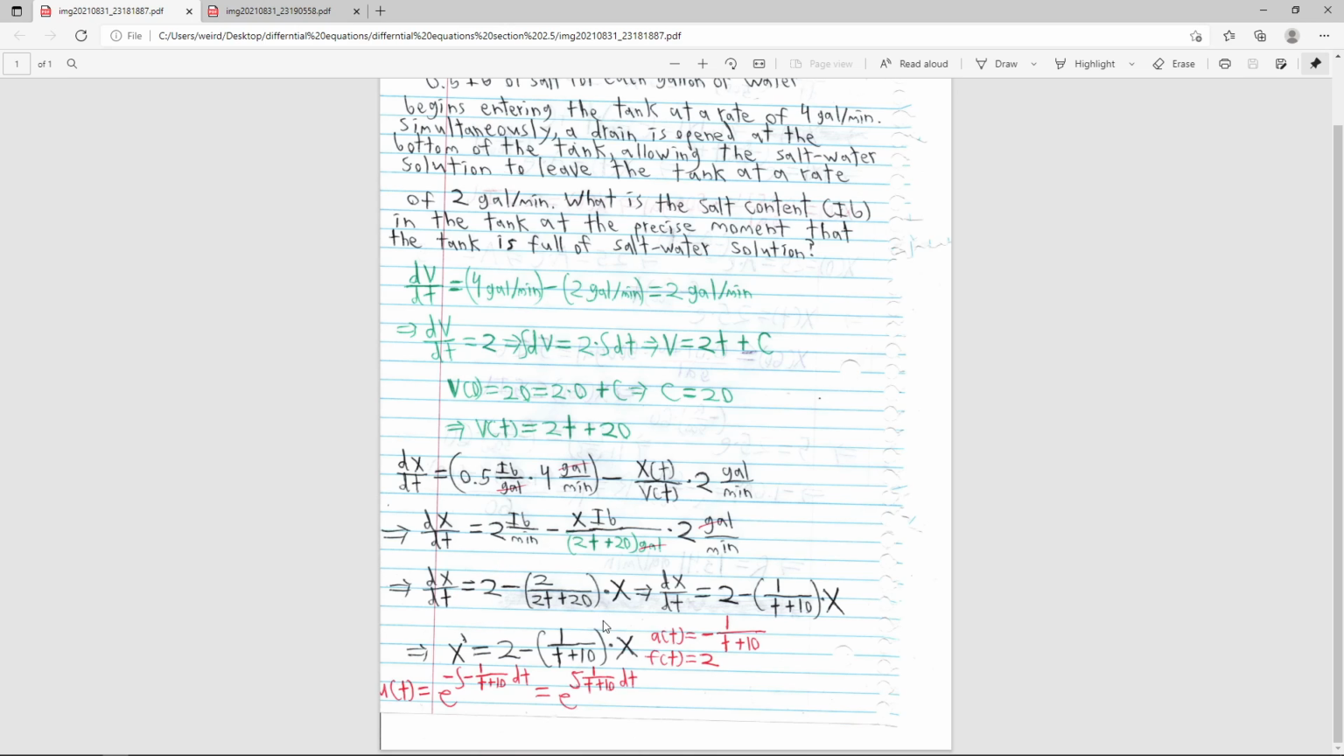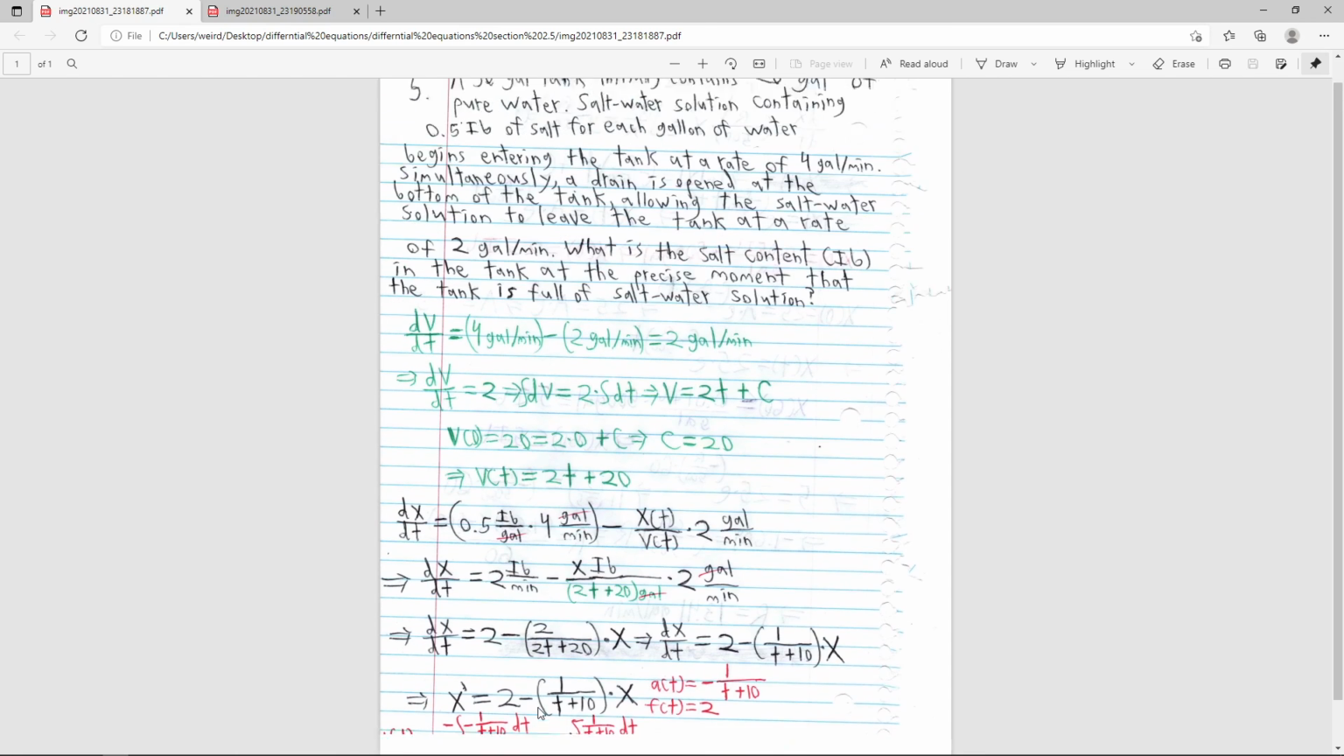So what's dx/dt? And we can simplify this further by dividing out a 2 in the numerator and denominator to cancel out. So it's x prime of t equals 2 minus 1 divided by t plus 10 times x. We can put this in terms of x prime and x, so it's a linear ODE. The a of t is equal to negative 1 divided by t plus 10, and f of t is equal to 2.